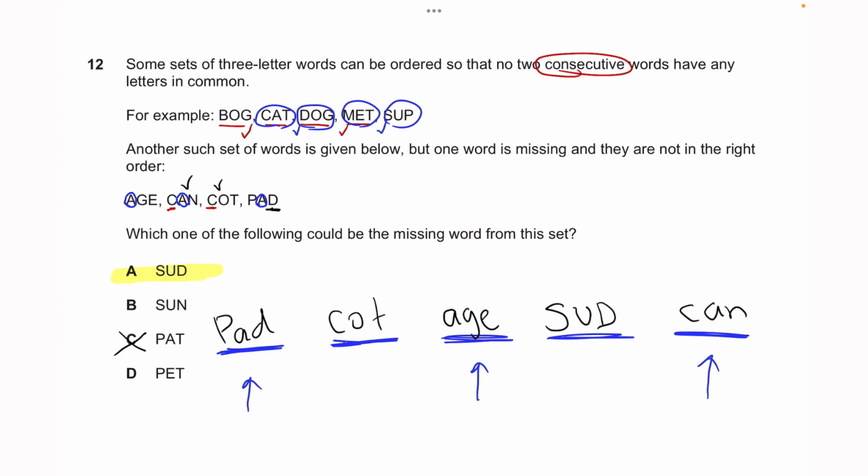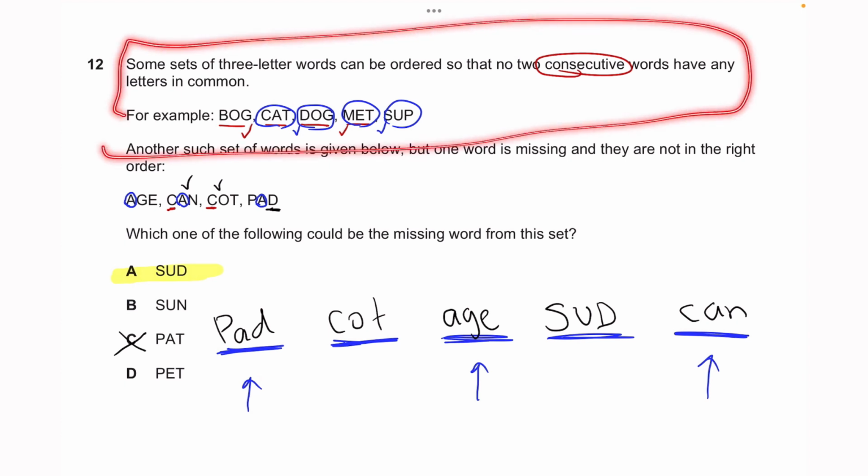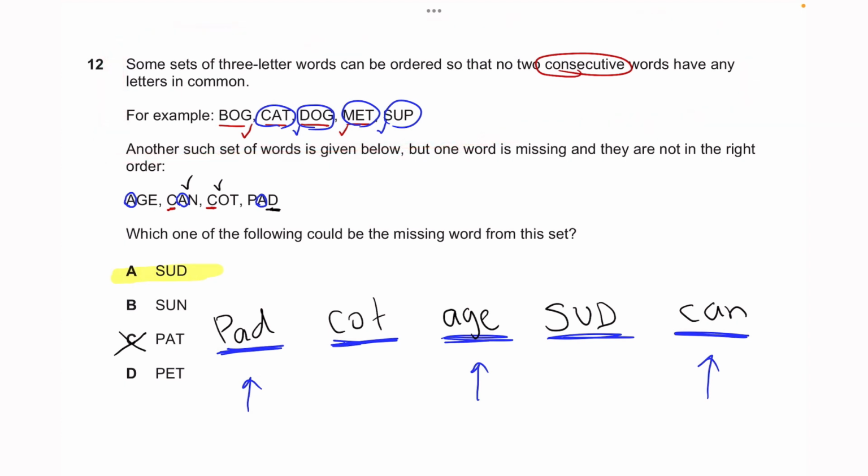But boys and girls, it's a matter of just trialing and erroring this out and putting them into the different combinations, but making sure that they adhere to this above rule here. And so our answer to question 12 is A.